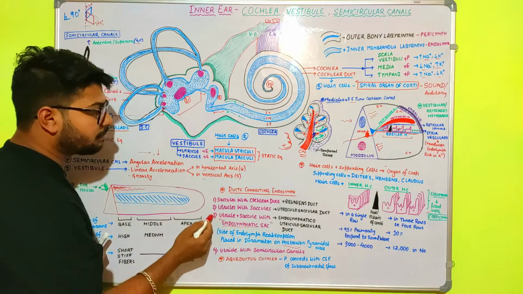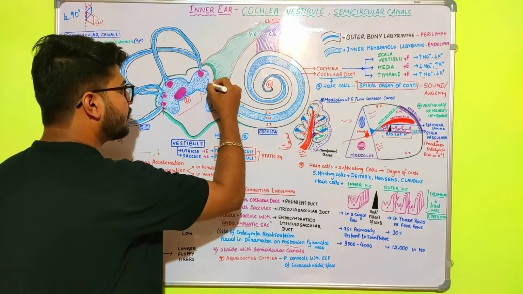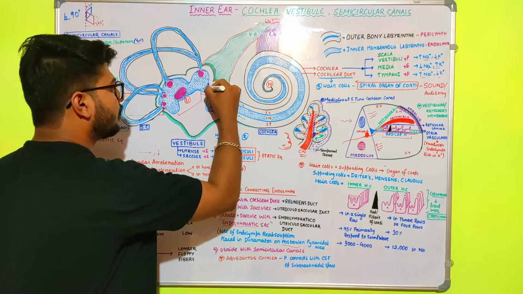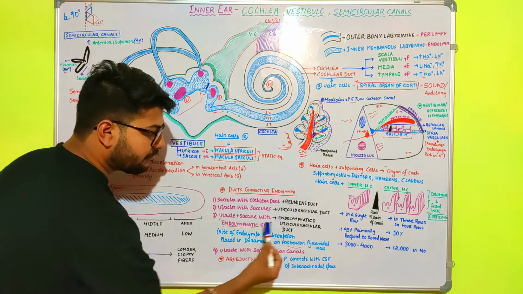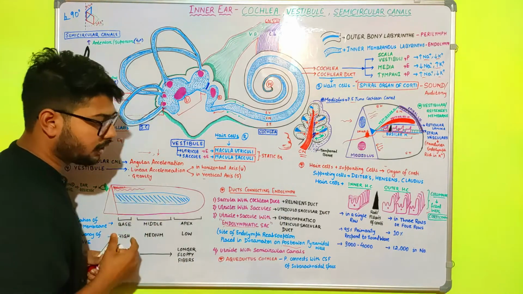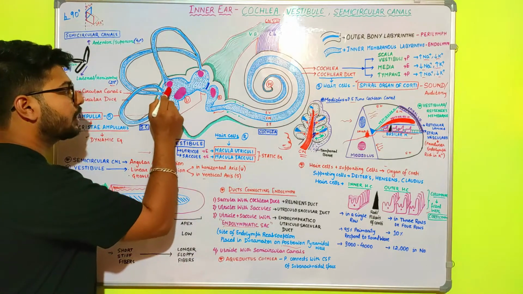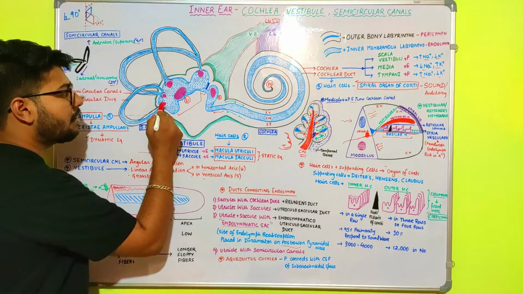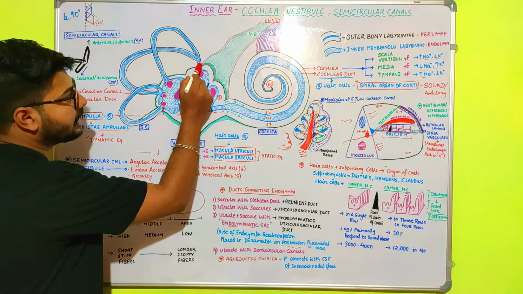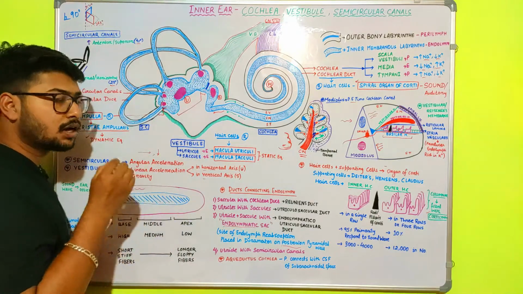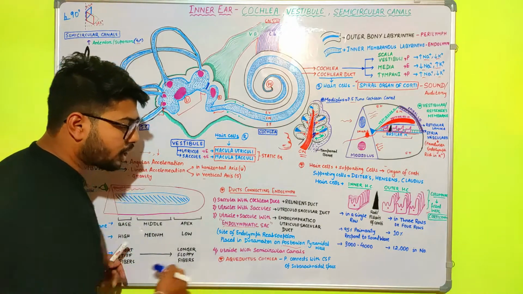Okay, so the duct that arises from the connection between the utricle and saccule in this direction is known as the endolymphatic duct, the utriculosaccular connection. Next, the utricle with the semicircular canals. With the utricle and the semicircular canals, we have 5 openings: 1, 2, 3, 4, 5. The anterior and posterior canals have a common opening. You should remember this.